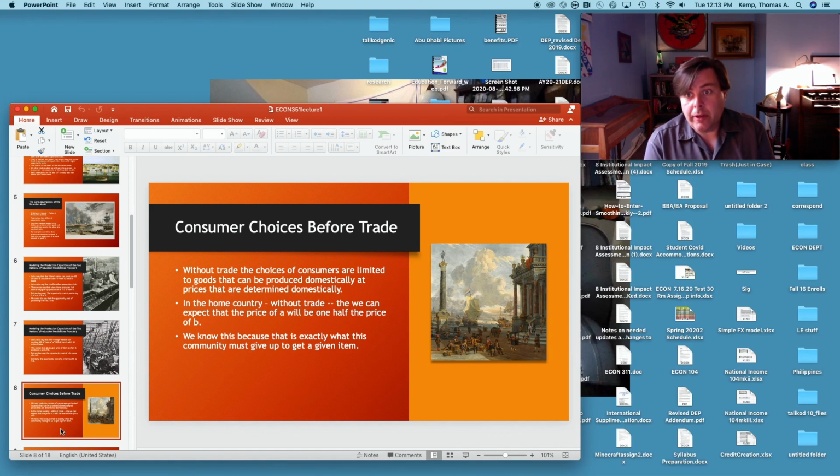That's one of the rare advantages of this type of learning. Okay. All right. So that's going to be the internal situation pre-trade, right? It's going to be dictated by labor productivity, right? And there's all kinds of implications of that, right?